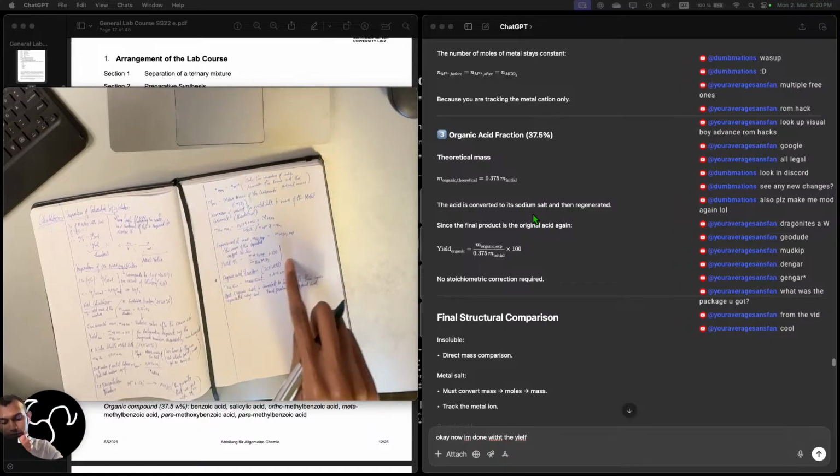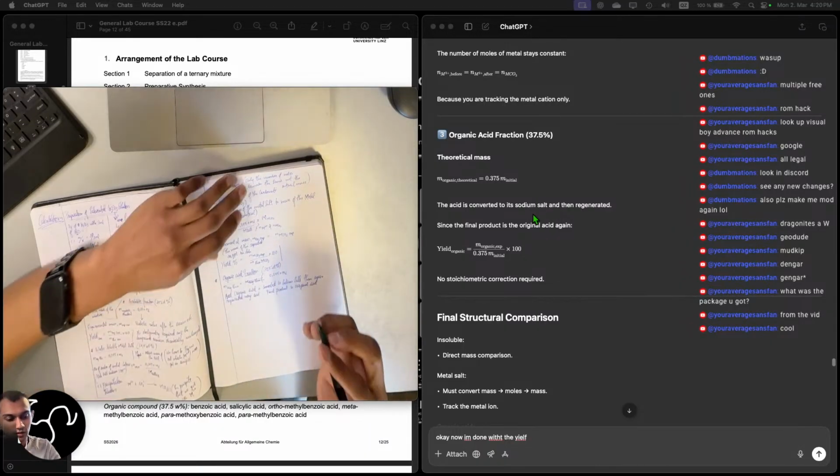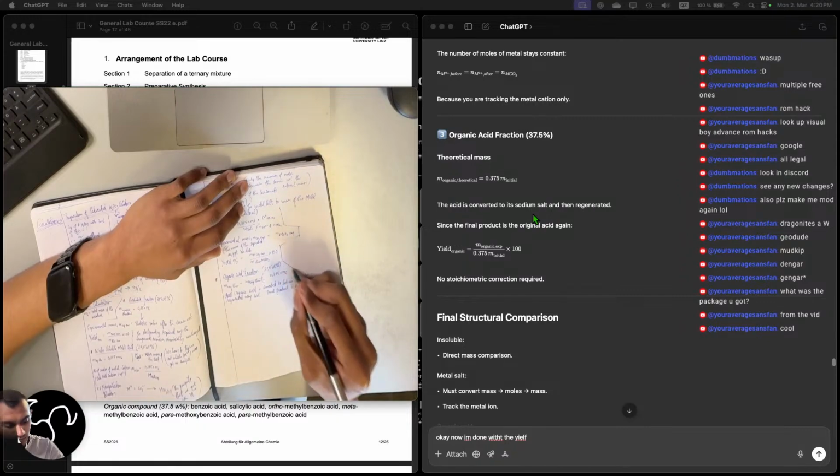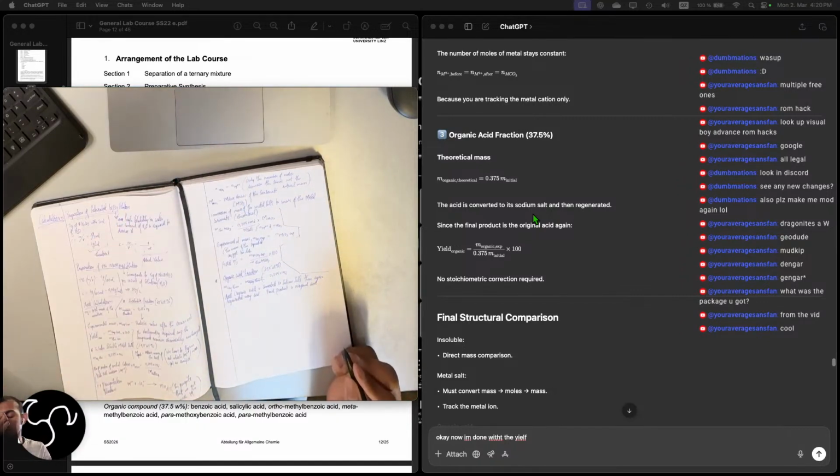I hate that I have this space. What can I do? I could do some math up there.